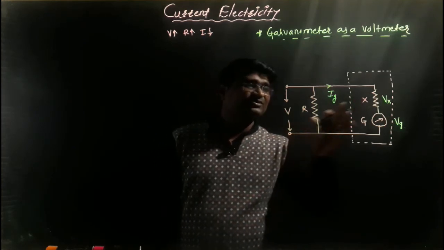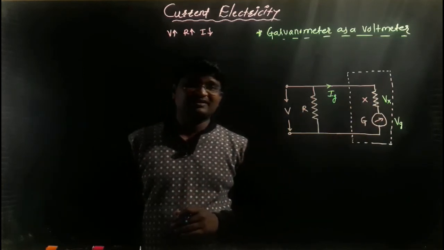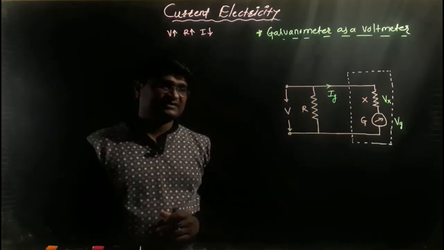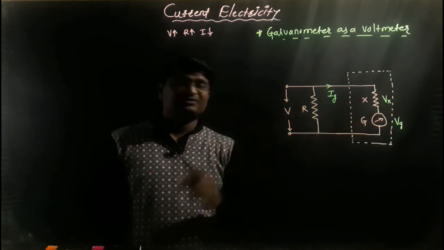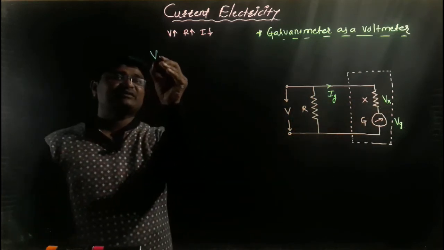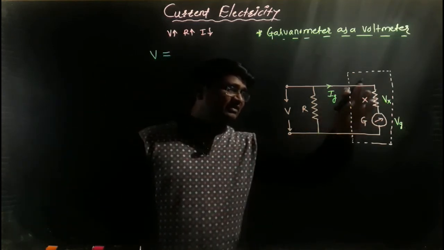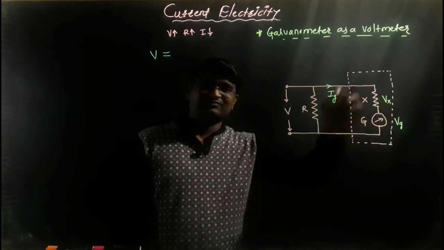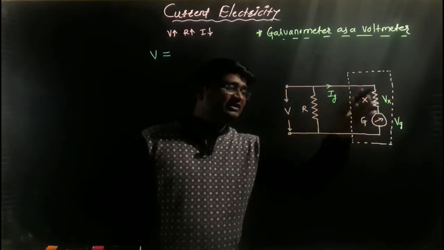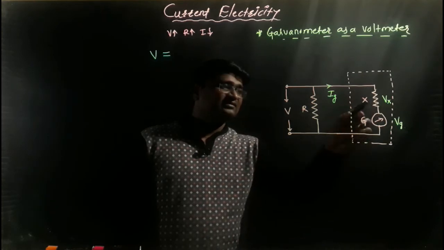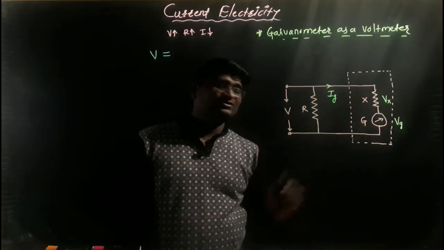So how much resistance is connected in series with the galvanometer? We find out the value of X. The total potential passing through the given circuit will be denoted by V. The same potential V passes through the galvanometer, which is now acting as a voltmeter, and this total potential splits between two parts: Vx is the potential across X and Vg is the potential across G.